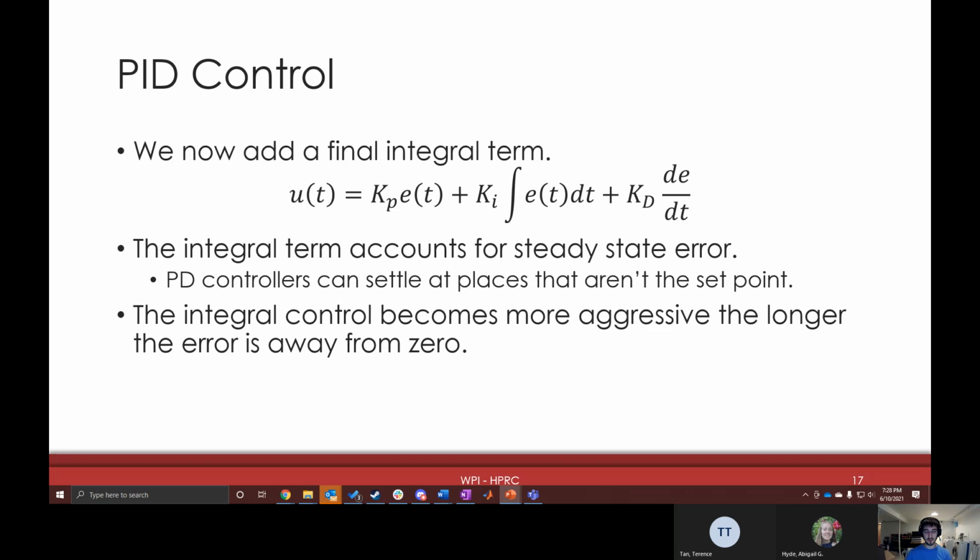One thing with PD control is that it's actually possible for a PD control to settle at a particular state that is close but not quite at your set point. And this can happen for different reasons, like external forces and whatnot canceling things out. But with the integral term, it helps remove that steady state error, and basically that Ki term increases the control the longer you are away from zero. So yeah.